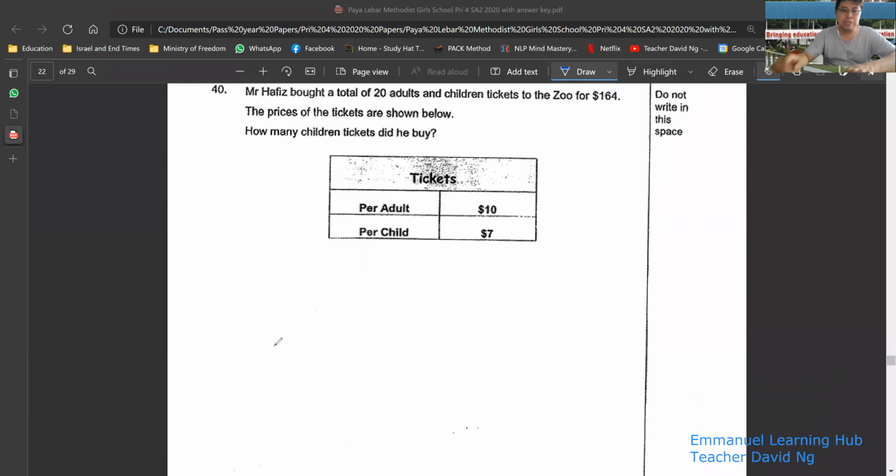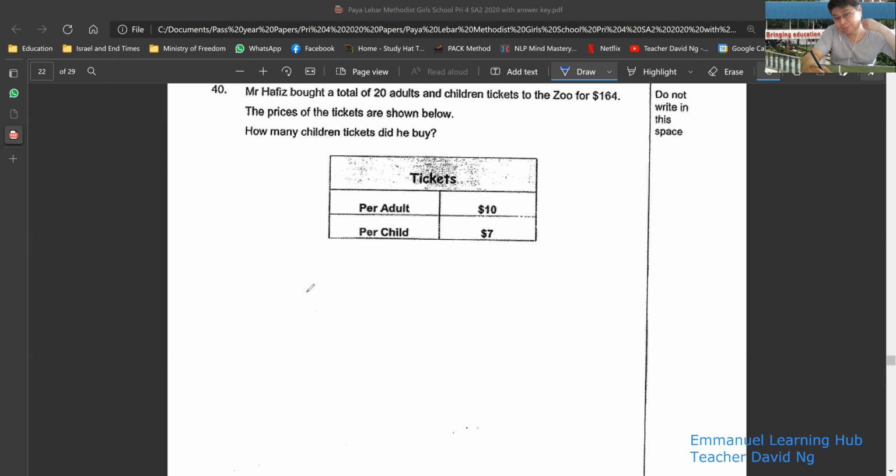Okay, the next question, right? Mr. Hafiz bought a total of 20 adult and children tickets to the zoo for $164. The prices of the tickets are shown below. How many children tickets did he buy? Okay, this is the kind of question, right? You have to use assumption method.